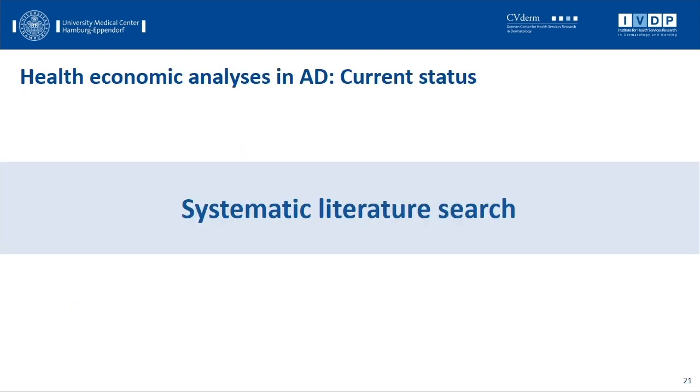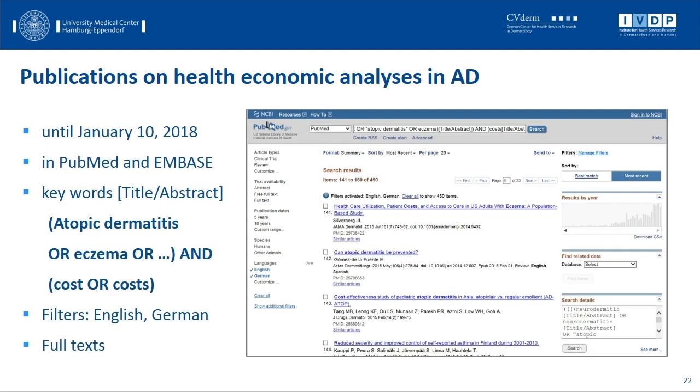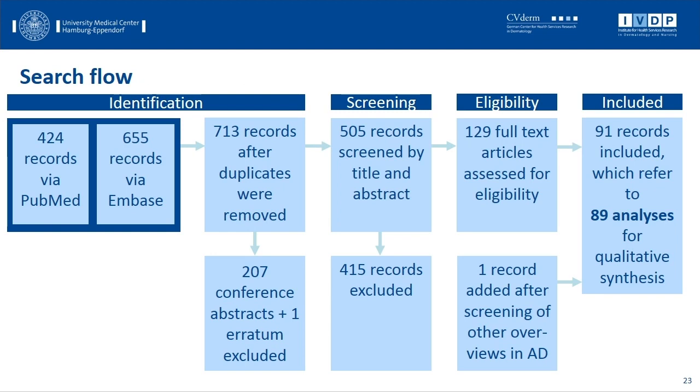So we did a systematic literature research for previously published health economic analyses in atopic dermatitis, and we searched in PubMed and Embase and used the keywords atopic dermatitis as well as synonymous terms in combination with cost. With PubMed, 424 records returned, with Embase 655, and after excluding the conference abstracts and duplicates, 505 records were screened by title and abstract, and then by assessing the full text. In the end, 89 analyses were included, which give insights into current health economic research in atopic dermatitis.